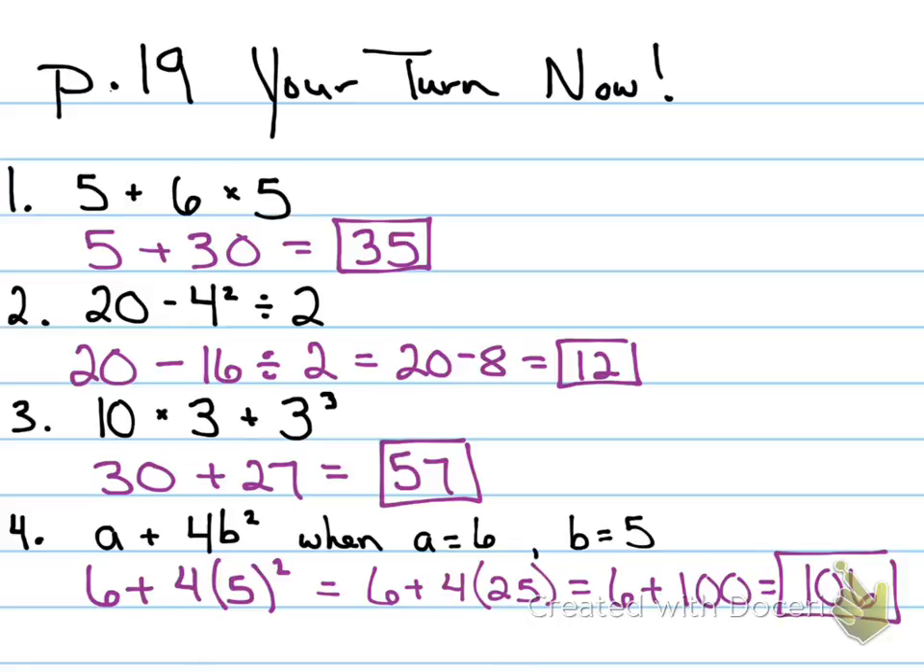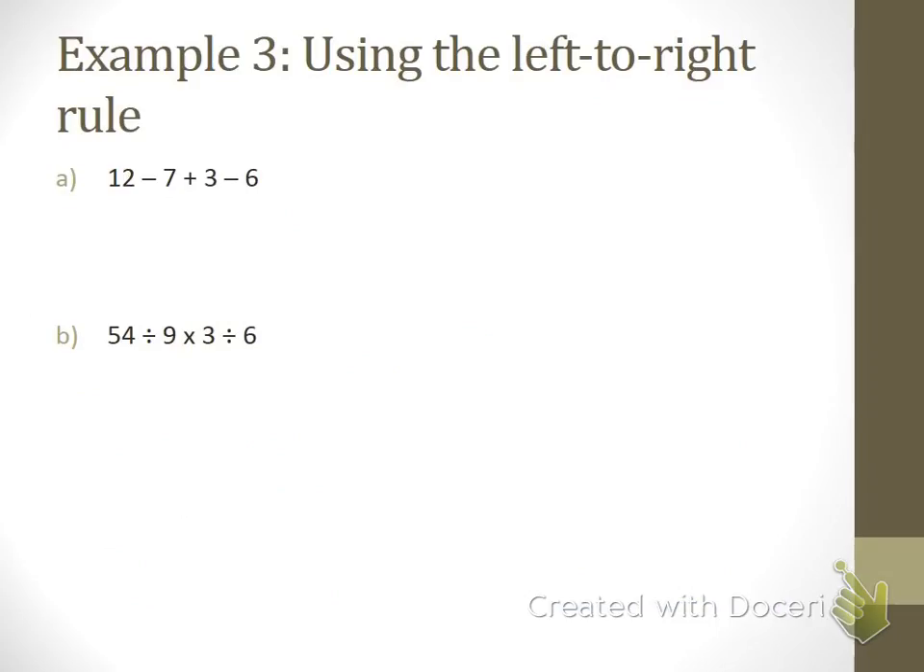All right. Moving on now to example 3. In example 3, we're working left to right. All right, and this is all that it means. Anytime you only have addition and subtraction, you can just work left to right. You can even put it in your calculator. So you can just do, in your calculator, 12 minus 7 plus 3 minus 6. And what do you get? 2.